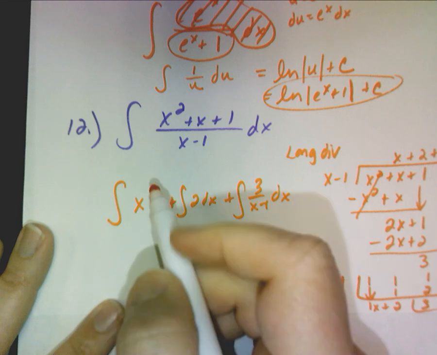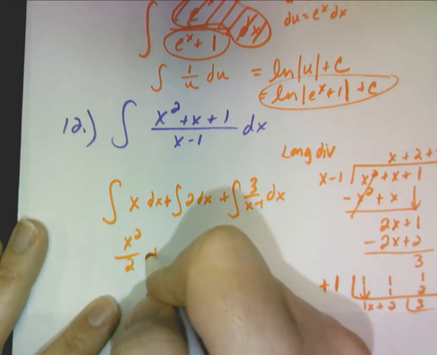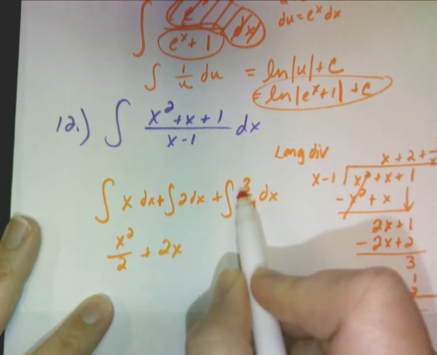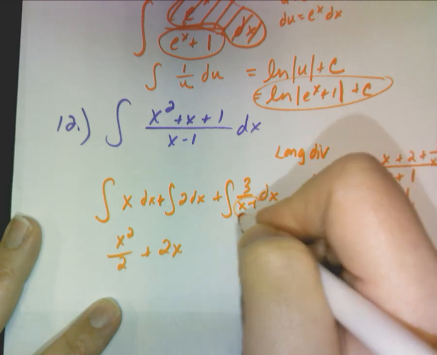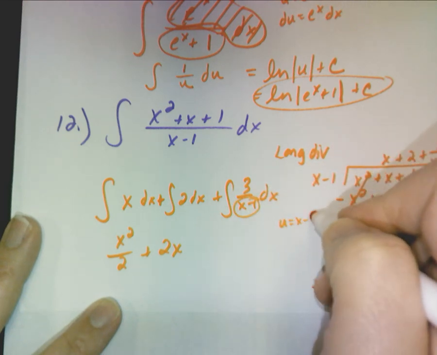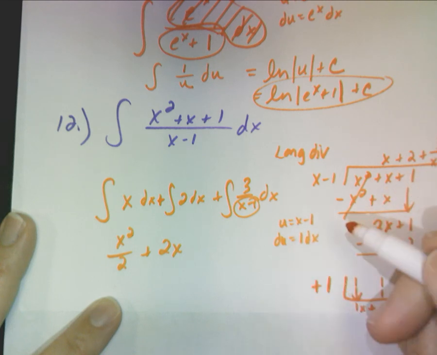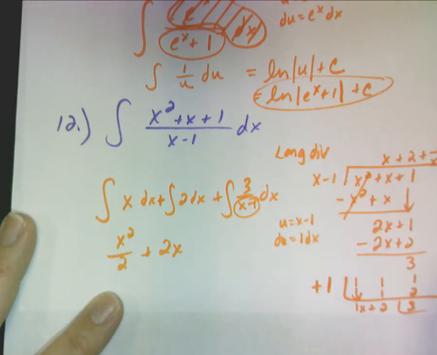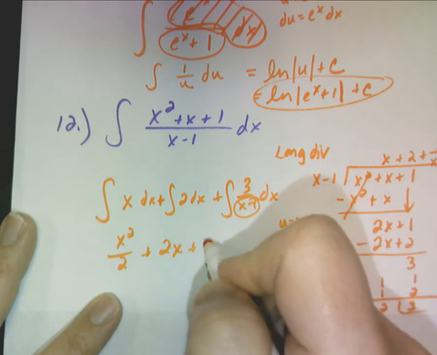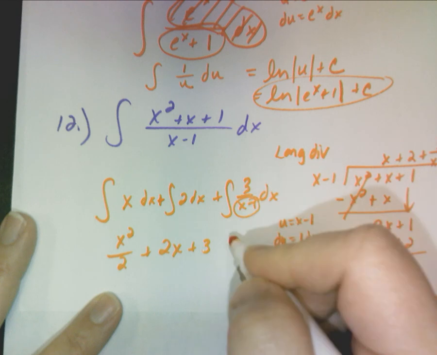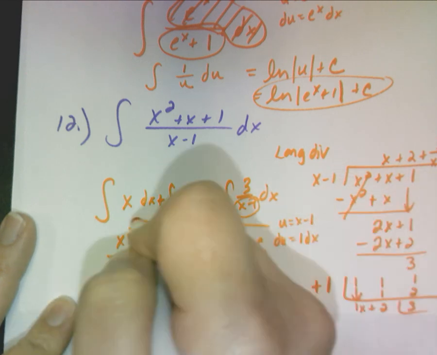So the integral of x, add 1 and divide, would be x squared over 2. The integral of 2 is 2x. The integral of this one, this is your u. Your du, derivative of that is 1 dx. I have a 3, so you can call it 3 du. Or you could pull that 3 out in front if you want to. But it'd be 3 times 1 over u, which is the ln of u, plus c.